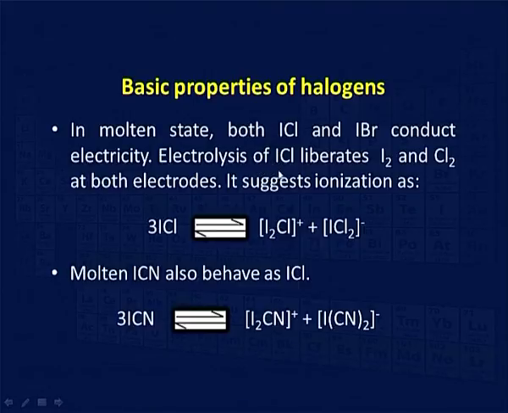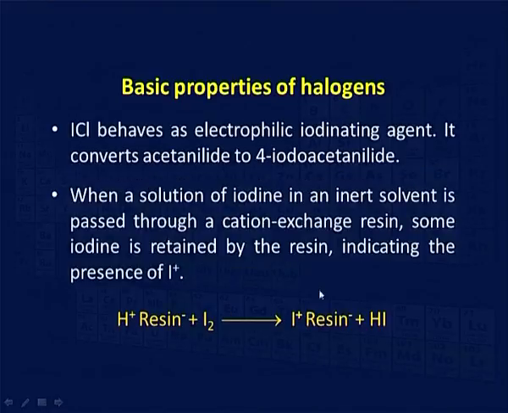In the molten state, both iodine chloride and iodine bromide conduct electricity. Electrolysis of iodine chloride liberates iodine and chlorine at both electrodes. It suggests ionization, as iodine chloride dissociates into I2Cl+ and ICl2-. Molten iodine cyanide also behaves like iodine chloride. This is the way it gets dissociated. Iodine chloride behaves as an electrophilic iodinating agent. It converts acetanilide to 4-iodoacetanilide.